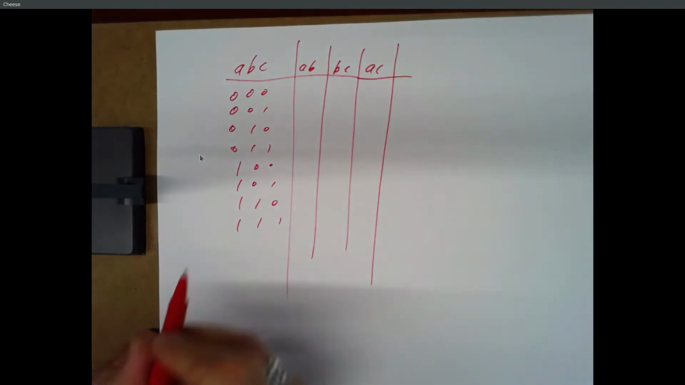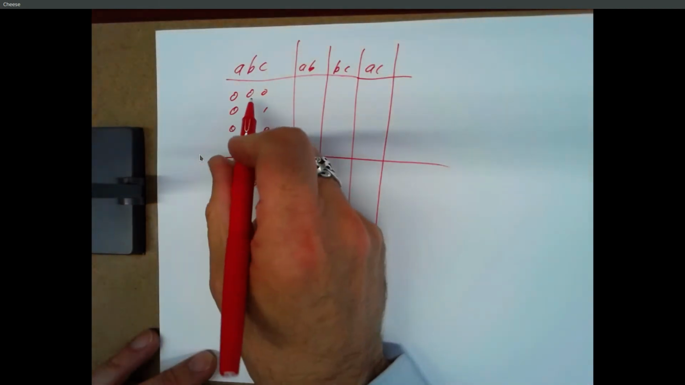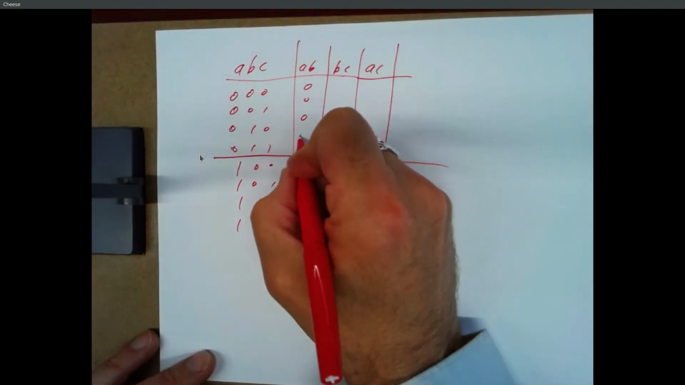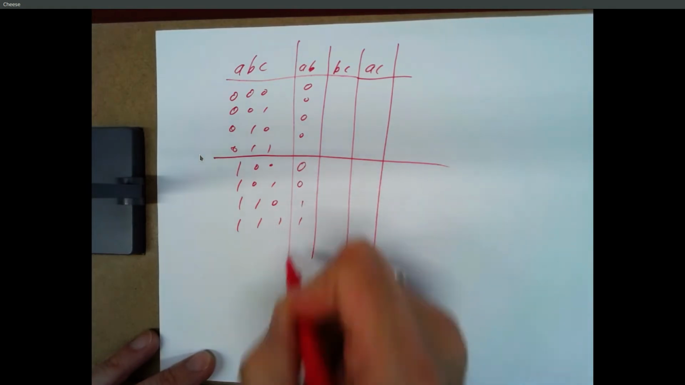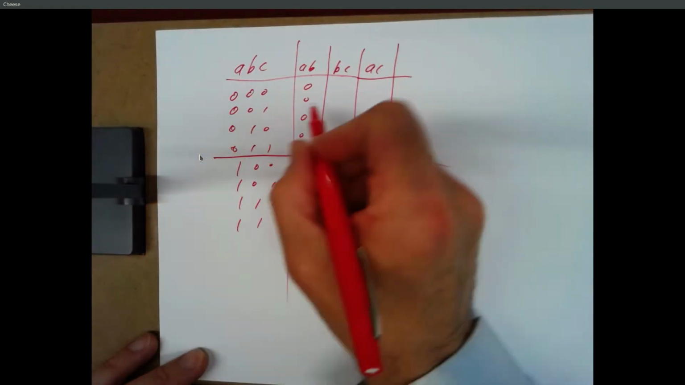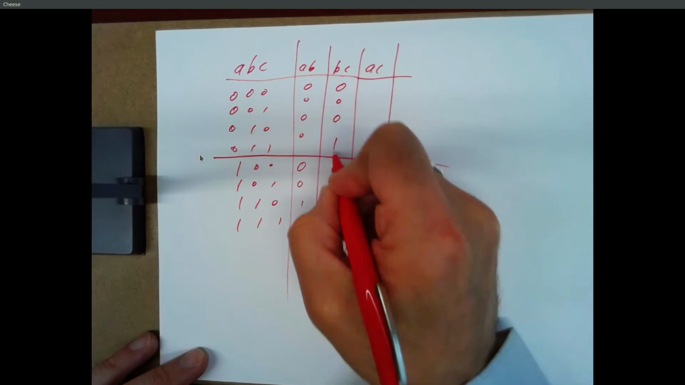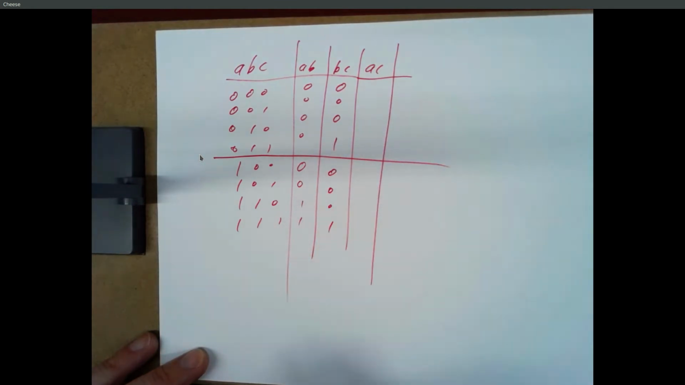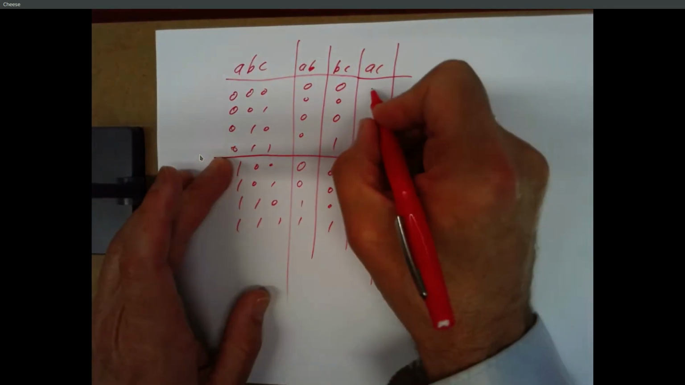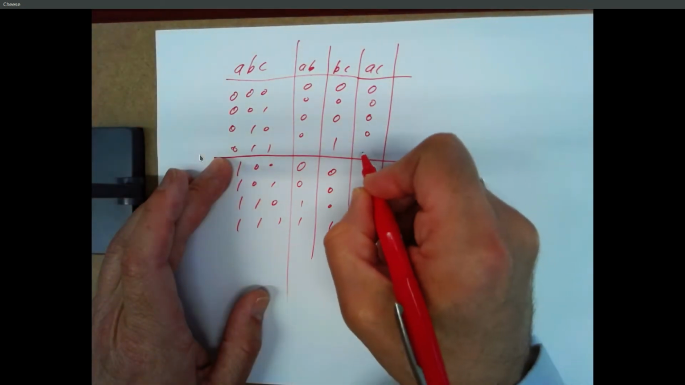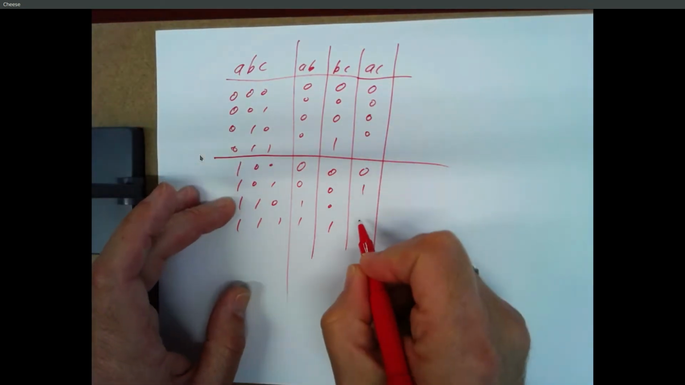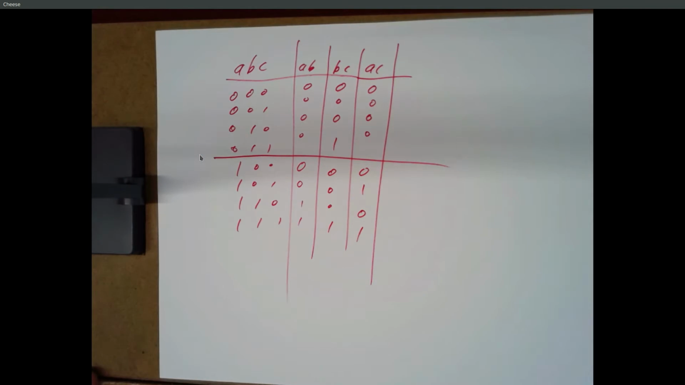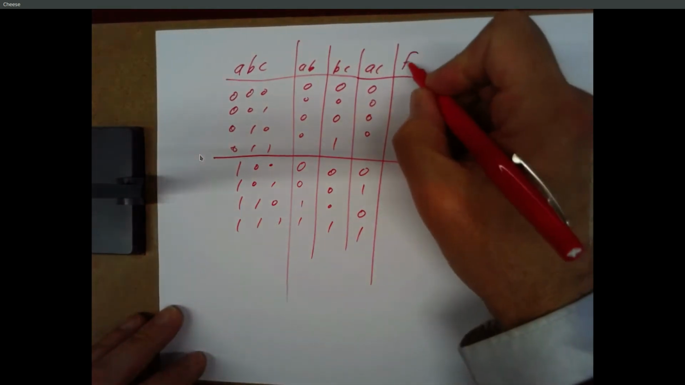If you do this in pieces, A and B is 0 until these last 2 entries. B and C is 0 until the 4th and the 8th entry. And AC is 0 except for those 2 entries. And then what do we call this? F.